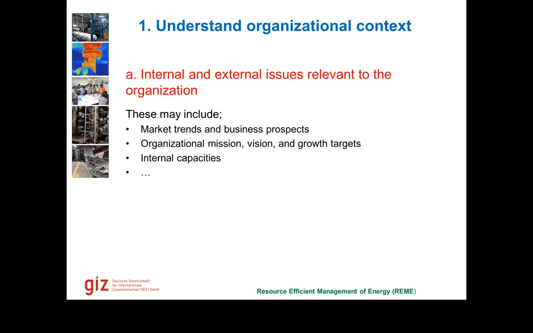So starting with the organizational context, number one is understanding what the relevant issues are, either internal or external, for the organization. These might include market trends, business prospects, organizational mission, vision, growth targets. Where does a company want to go? So if a company says, for example, that we have a target from our customer that we must convert 40% of our electrical energy to renewable sources, then we know that this is what they want to do. And then we can already start looking at various aspects where we can help them.